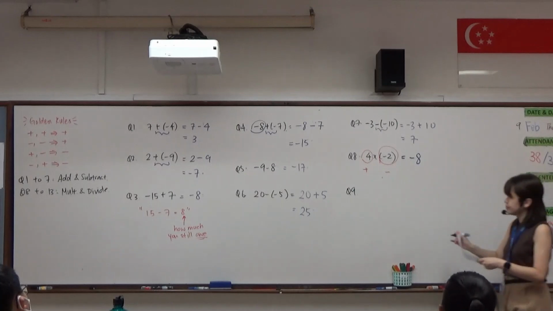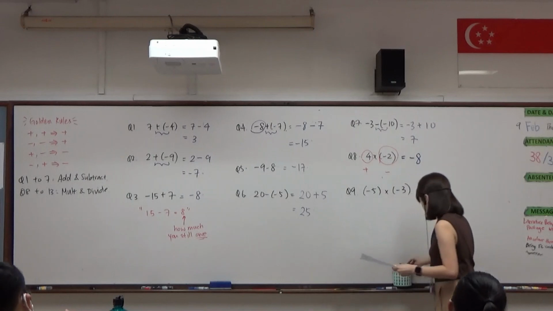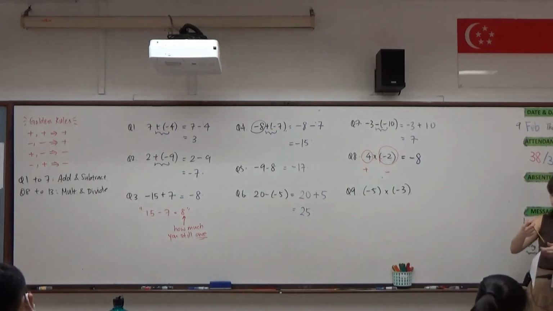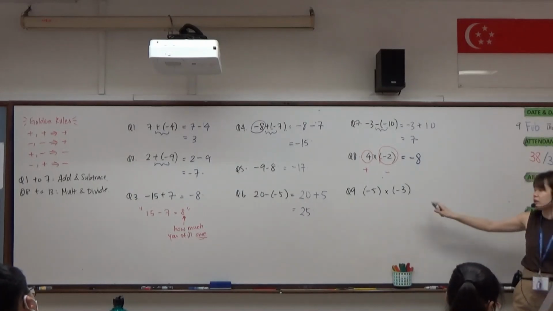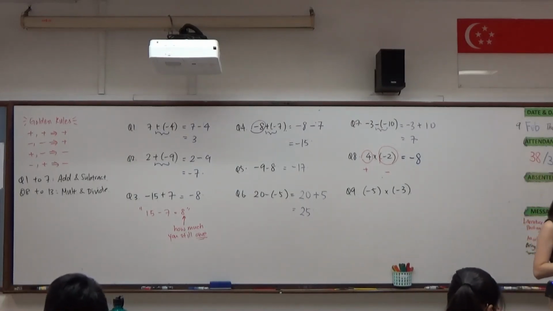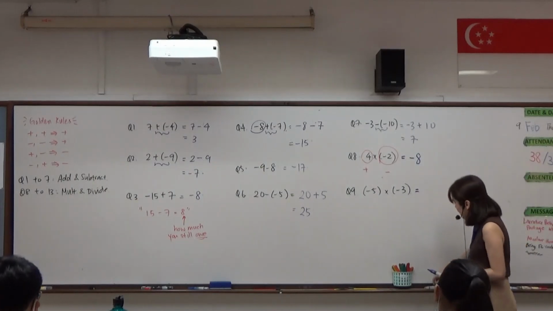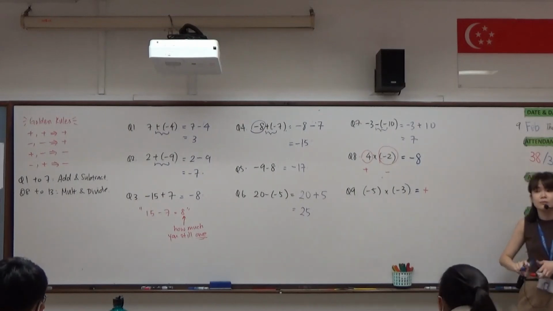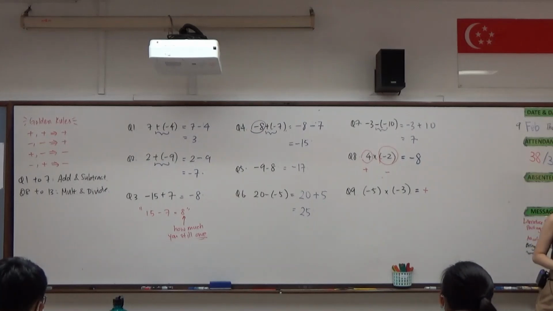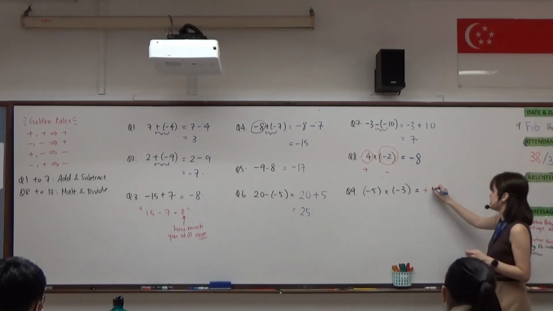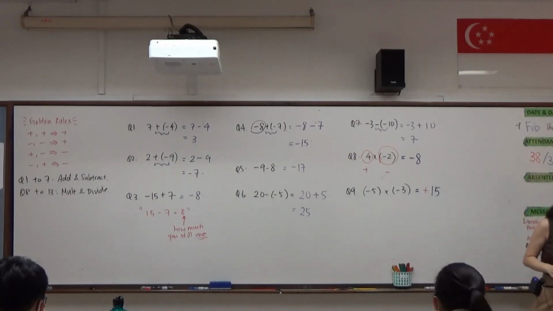Next, question 9. Negative 5 times negative 3. Yuxuan, can you tell me first, is it going to be positive or negative? Positive, very good. So I'll just write red. Don't need to actually put down the positive sign. Then the final answer is 15. Alright, so 5 times 3 gives us 15.